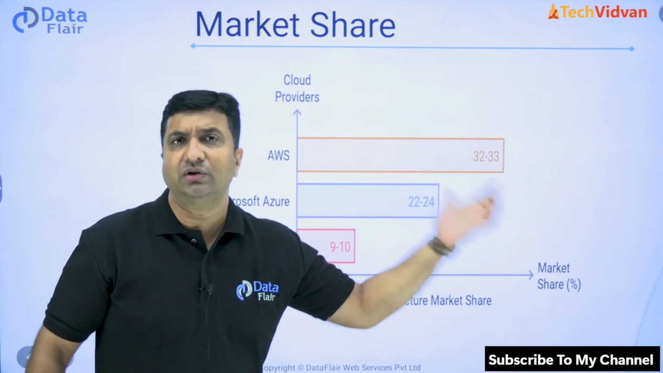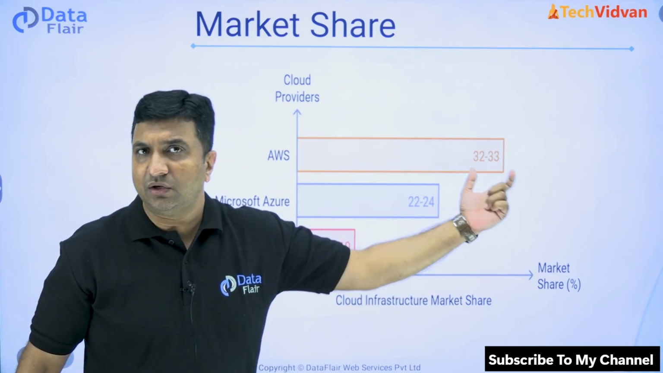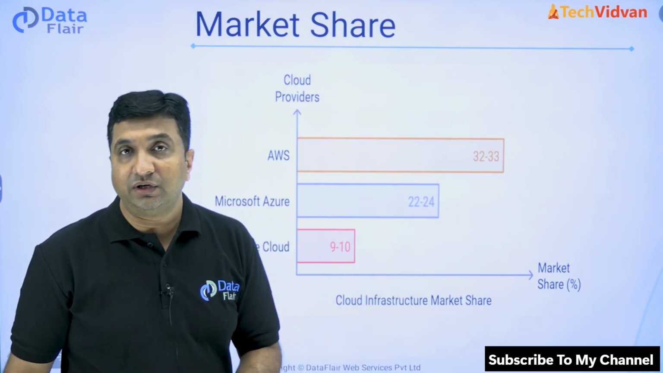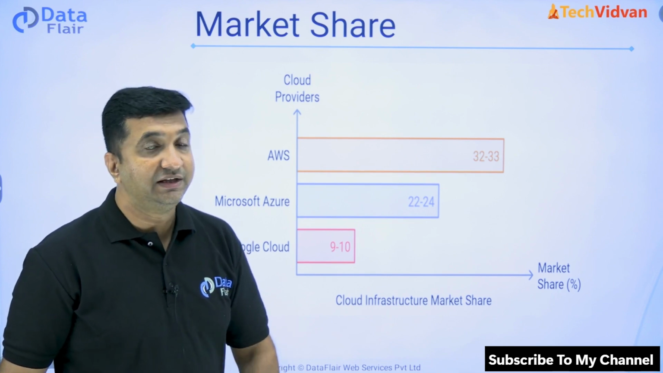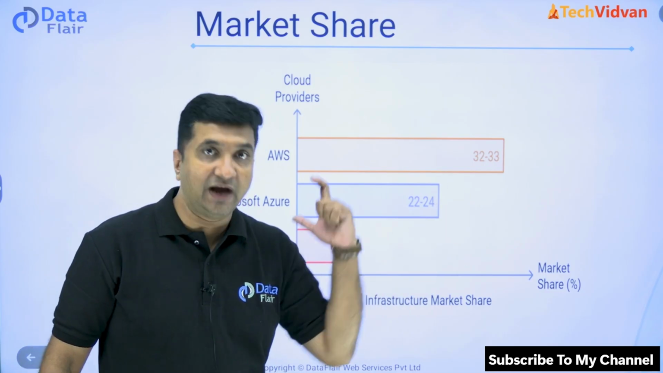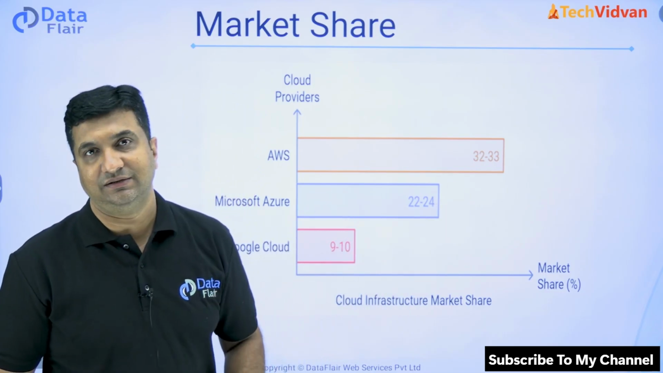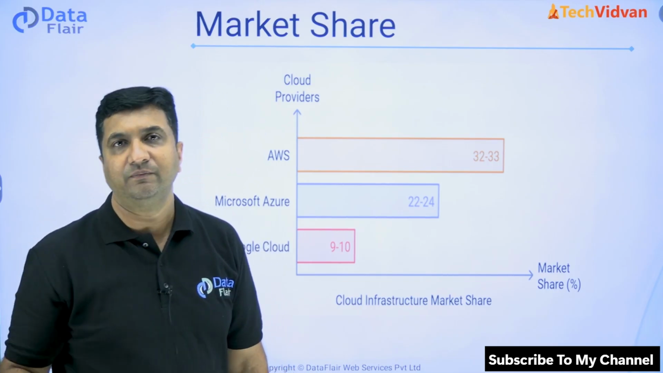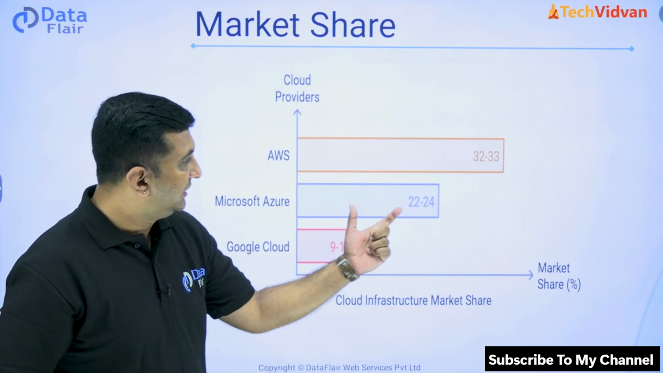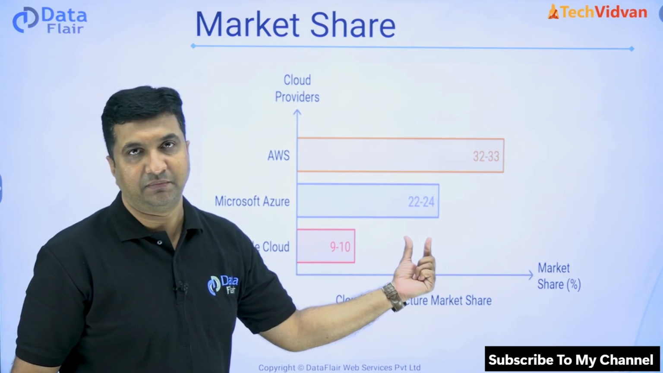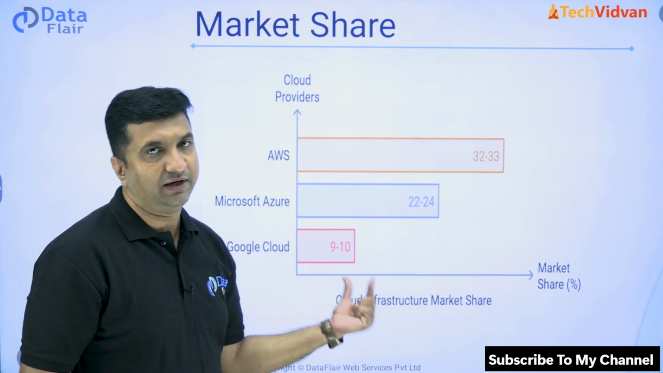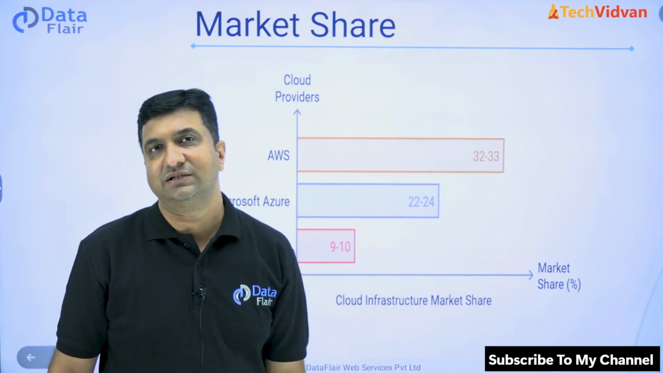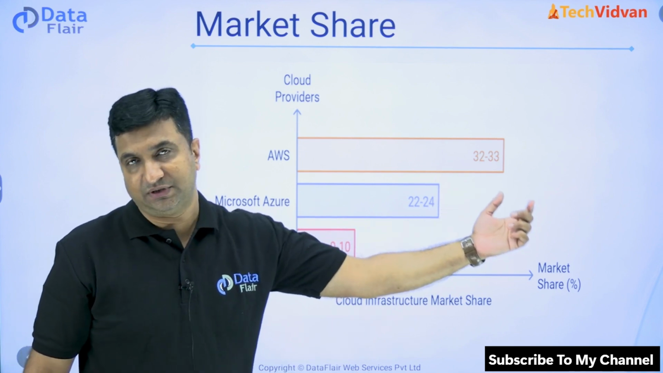Now you can just think about it. 30 to 33% of organizations are actually relying on AWS for their applications and infrastructural needs. They have that faith, that reliability factor with AWS, right? They have deployed their applications and hosted their data on top of AWS. Azure has got 22 to 24% market share, and Google Cloud has got 9 to 10%. So you will see here AWS is the pioneer. It's covering 32 to 33% of the market.